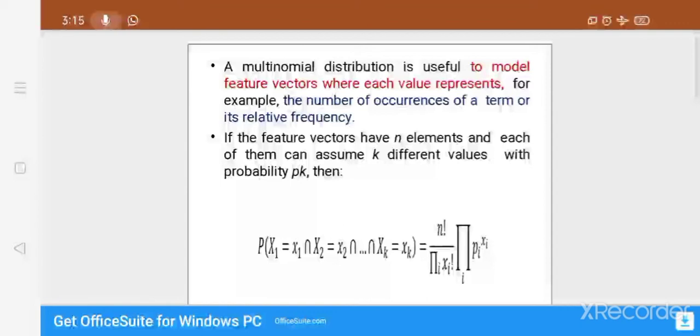We will see how the formula can be implemented. If the feature vector has n elements and each of them can assume k different values with probability pk, then it can be distributed like this: P(X1 = x1 ∩ X2 = x2 ∩ ...) equals n factorial divided by the product over i of xi factorial.